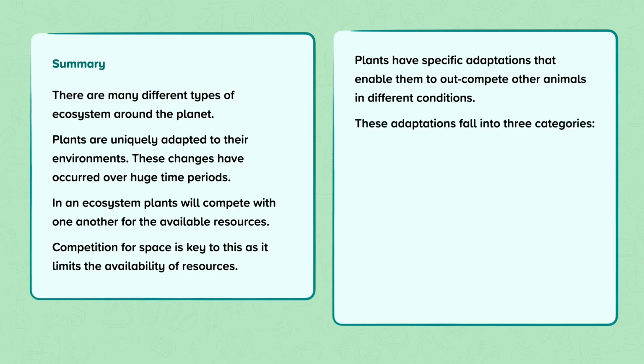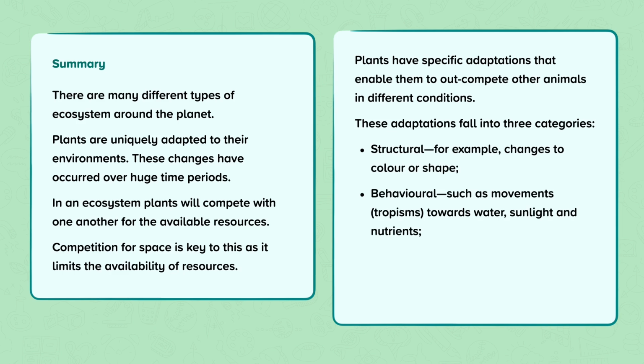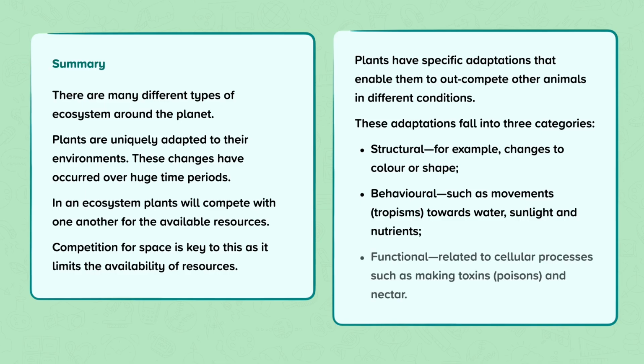These adaptations fall into three categories: Structural, for example, changes to colour or shape. Behavioural, such as movements or tropisms towards water, sunlight and nutrients. And functional, related to cellular processes, such as making toxins or poisons and nectar.